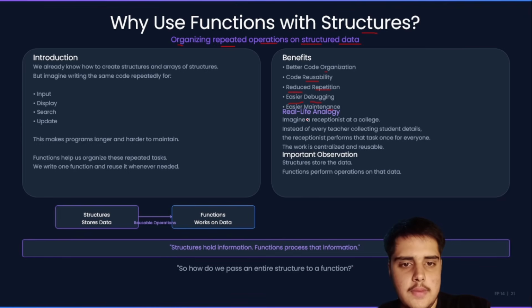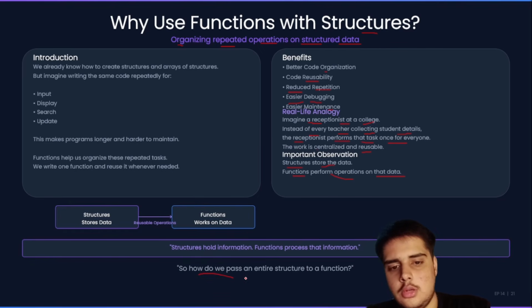So, a real life analogy: imagine a receptionist at the college. Instead of every teacher collecting student details, the receptionist performs that task once for everyone. So the work is centralized and reusable. The important observation here is that structures store the data, and functions perform operations on that data.